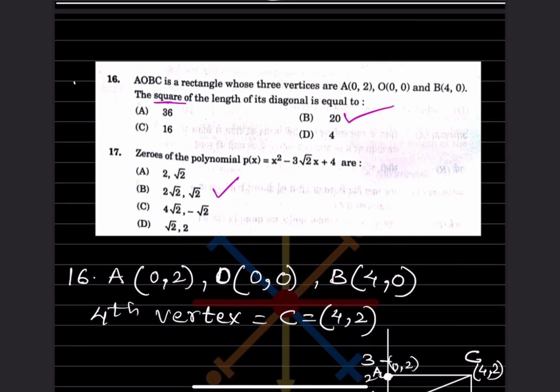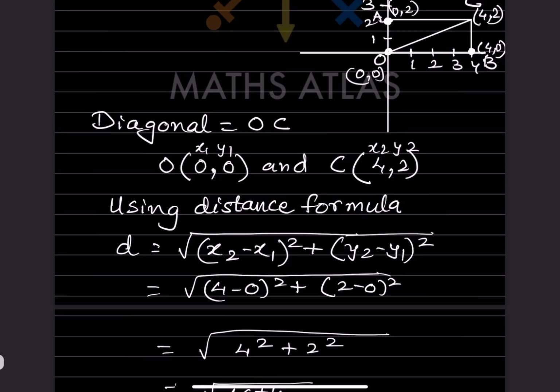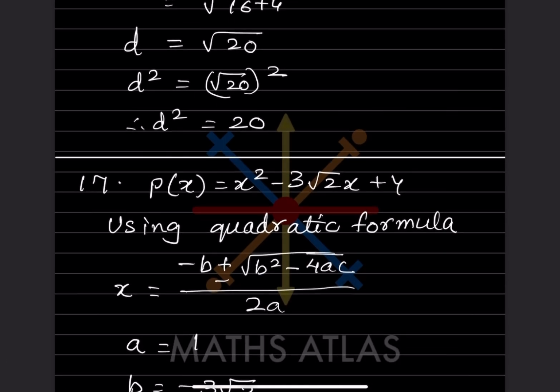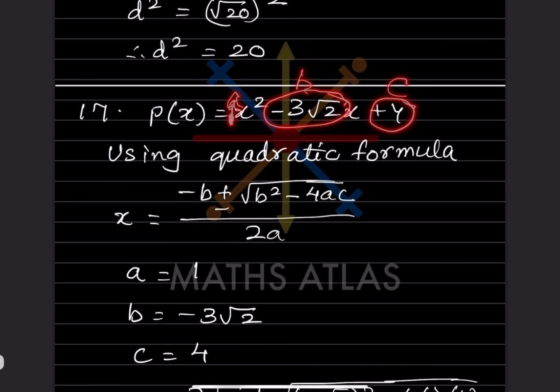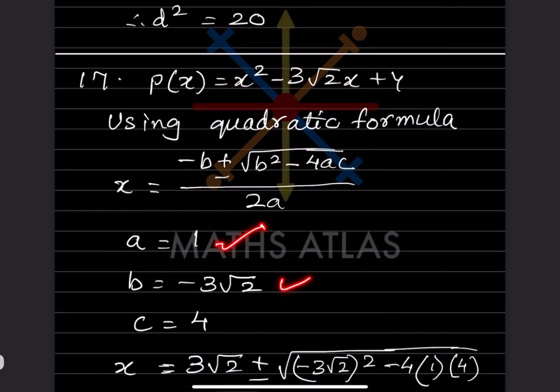The next one: zeros of the polynomial p(x) equals x square minus 3 root 2 x plus 4. So what are we going to do? p(x) is given as x square minus 3 root 2 x plus 4. So you will use the quadratic formula. Here a is 1, b is minus 3 root 2, and c is going to be 4.